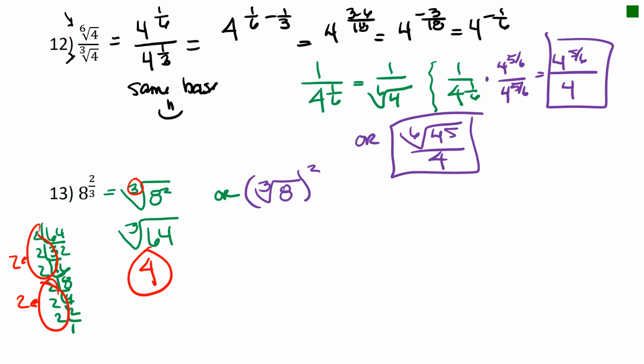If I do the cube root of 8 squared, well, the cube root of 8 you should know is 2. If not, it's right here. Squared, and I get 4. So either way, I get 4. Very exciting stuff.